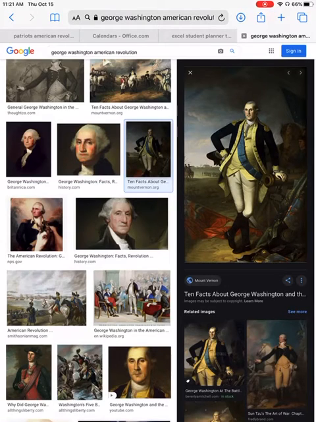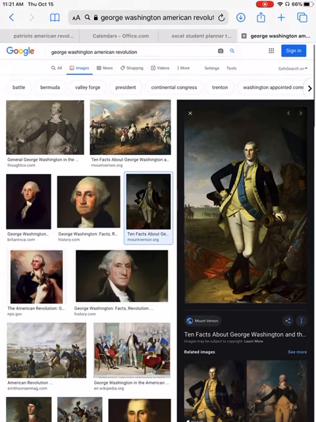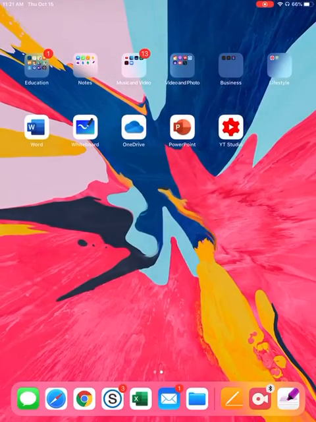Because again, we're talking about him in the war. He wasn't president during the American Revolution, okay? He didn't become president until much later on down the road. Make sure, again, I would search their name, and then I would put American Revolution after, and I'm going to say the same thing for the battles.